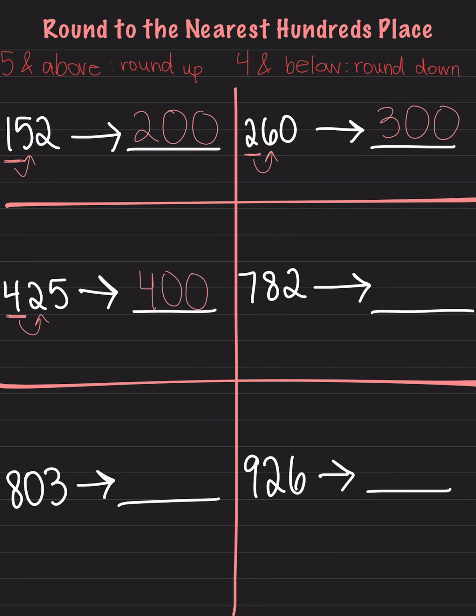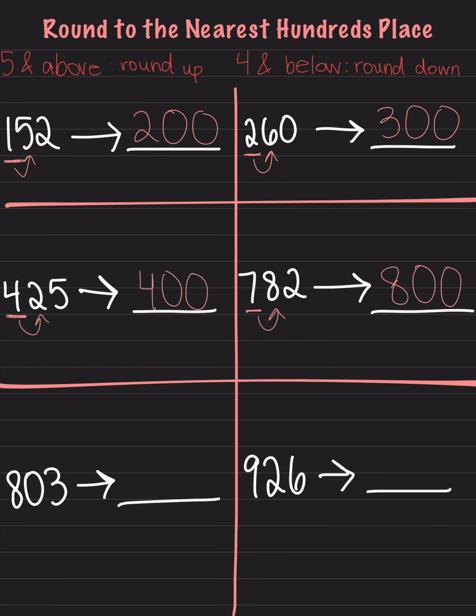Next, I have the number 782. The 7 is in the hundreds place. The 8 is the number we're looking at now. 8 falls under the 5 and above category, which means we have to round up this 7. Rounding it up means we get 8, and then we follow it with 2 zeros. 782 rounded to the nearest hundreds place is 800.